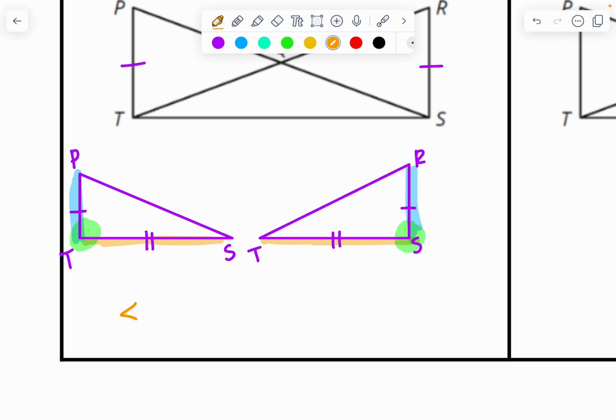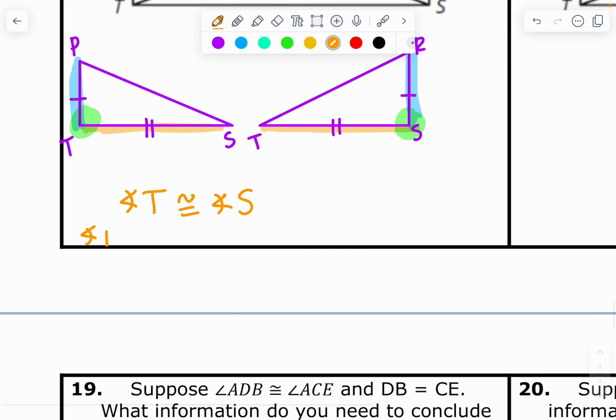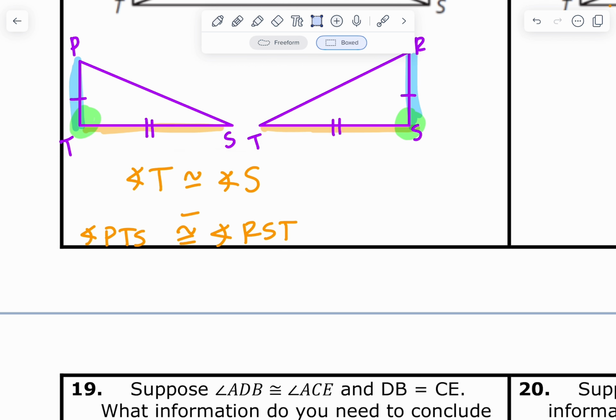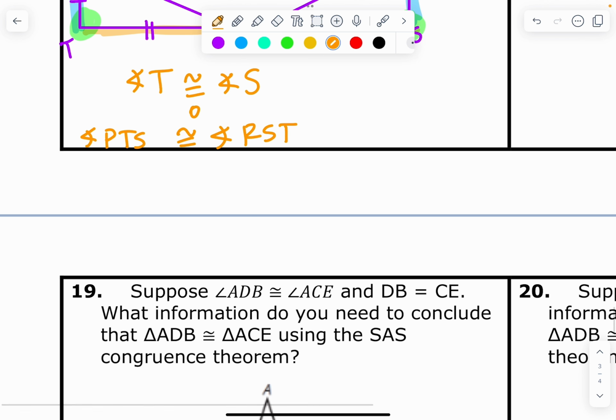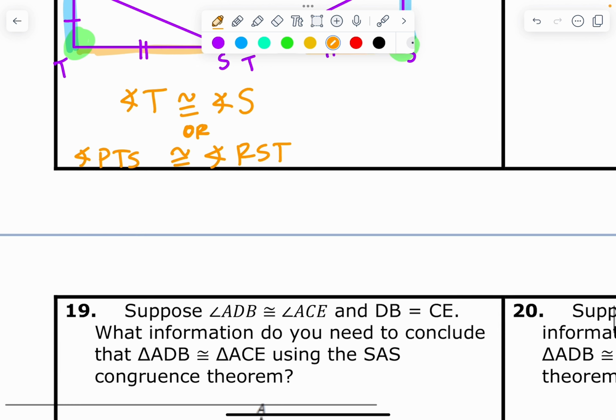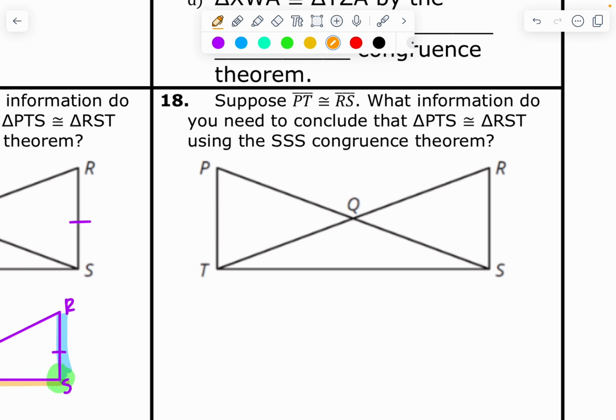So again, we would need the information that angle T is congruent to angle S, or we could call this angle PTS is congruent to angle RST. So you could write it like this, or you could write it with three letters. All right, let's give number 18 a go.